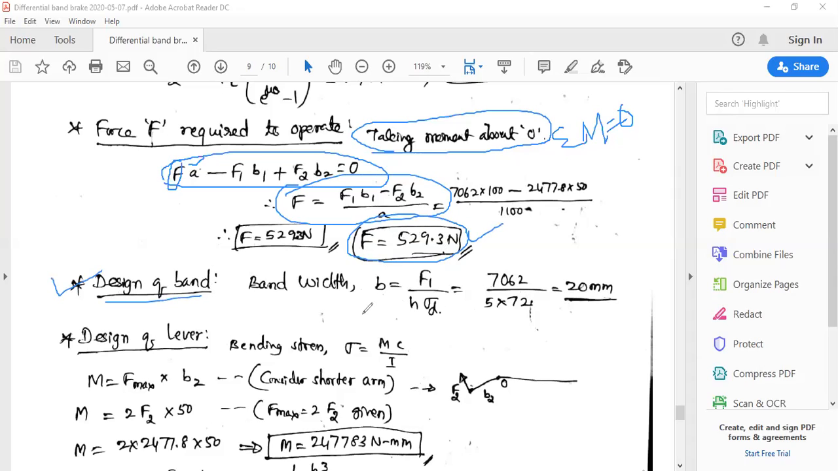So in the fifth step, in the previous problem we started the problem solving from this step itself, but here, according to the procedure, this is the fifth step. The fifth step is to calculate the thickness of the band as well as the width of the band. Now the thickness of the band is given, so the width of the band is the only unknown parameter. So substitute all the values: F1 is 7062, h is given as 5 mm, and sigma d is also given as 72 Newton per mm square, and the value you get is 20 millimeters.